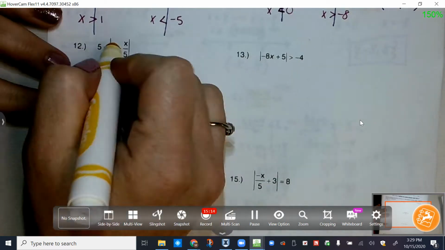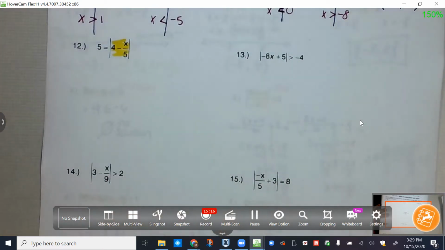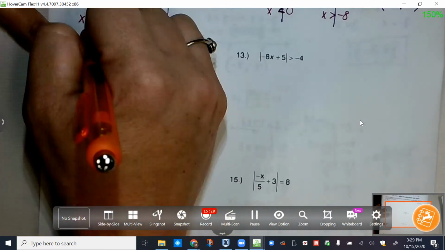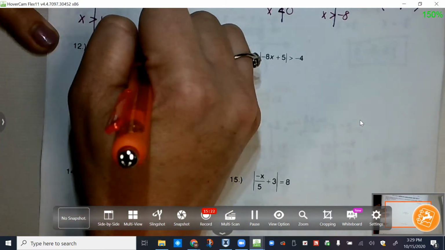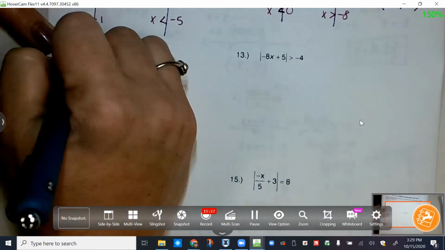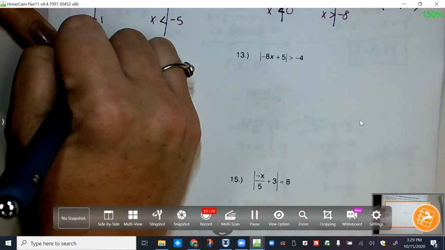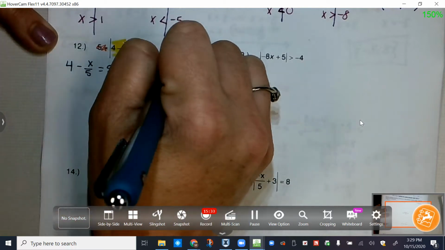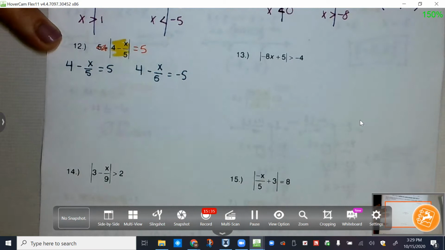Okay, this one, my absolute value is already alone. We are going to flip it. So we're going to just move that equals 5 to the other side. So we're going to write it exact. 4 minus x over 5 equals 5. 4 minus x over 5 equals -5. And we're going to solve.